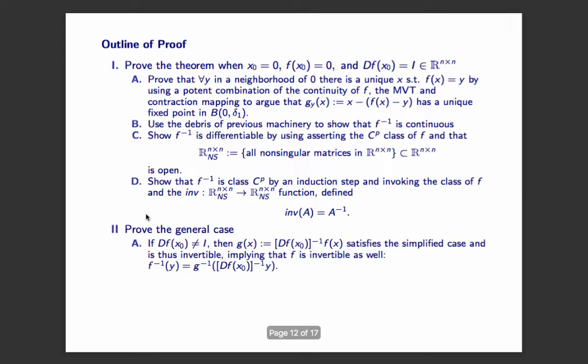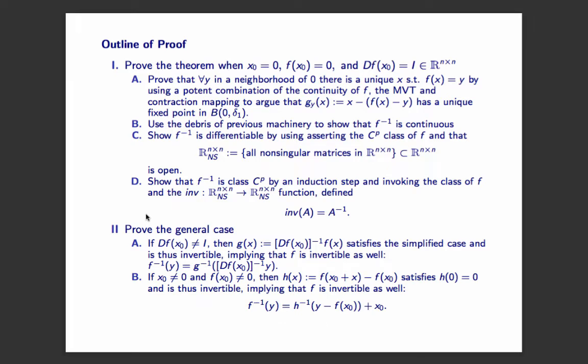And then we'll prove the general case. If the derivative is not the identity, then we'll create this function g of x, which is equal to the inverse of the derivative of f at x naught times f of x. Then the derivative of g at x naught is the identity, and g is invertible. And from the inverse of g, we can construct the inverse of f. Now, if x naught is not 0 and f of x naught is not 0, then we can construct h of x to be f of x naught plus x minus f of x naught, and then h of 0 is 0, which means h is invertible, and we can use the inverse of h to construct the inverse of f using the formula given.